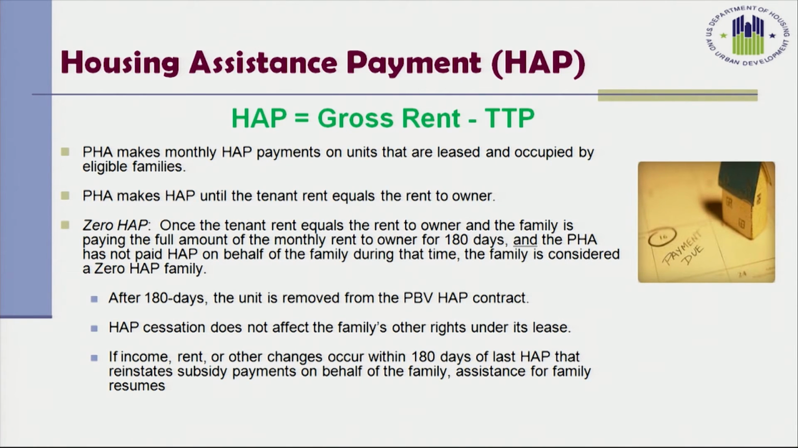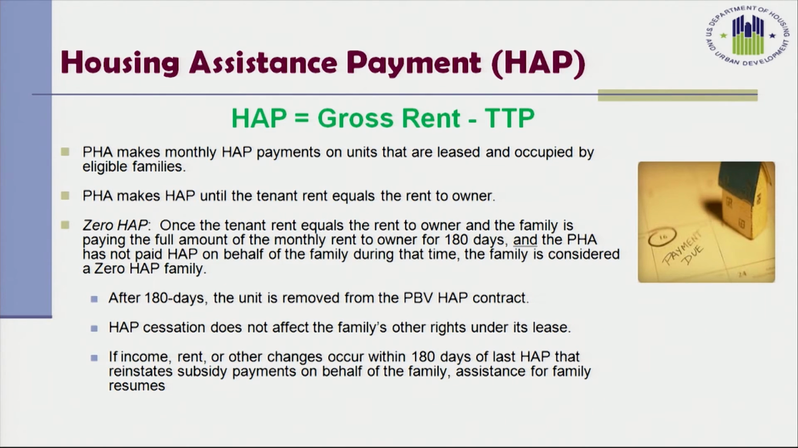HAP equals gross rent minus the total tenant payment. The PHA makes monthly HAP payments on units that are leased and occupied by eligible families. The PHA makes HAP until the tenant rent equals the rent to owner.